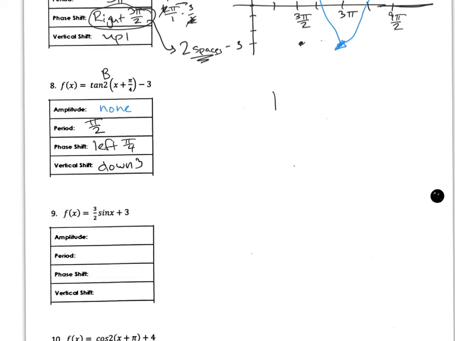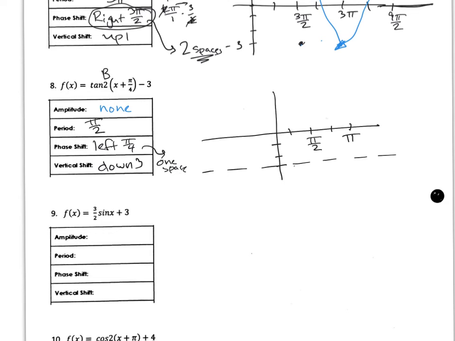So tangent normally lives to the left, and then we're moving it left. So I'm going to go way left. 1, 2, 3, 4, double that. So pi over 2 times 2 is pi. So here's pi over 2. So this is 1 space. Now, normally we don't have to mark this, but we do have to move this down 3. 1, 2, 3. You have to draw this. And now we have to make sure we know what's going on over here. Here's negative pi over 2. I think that's all we'll need.